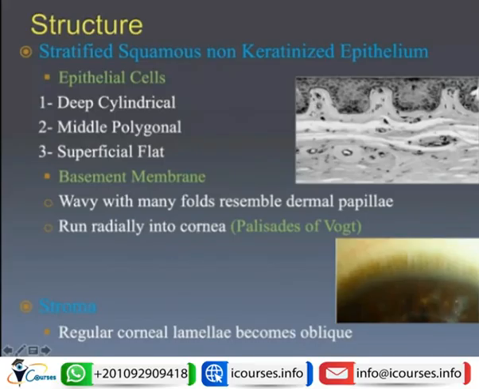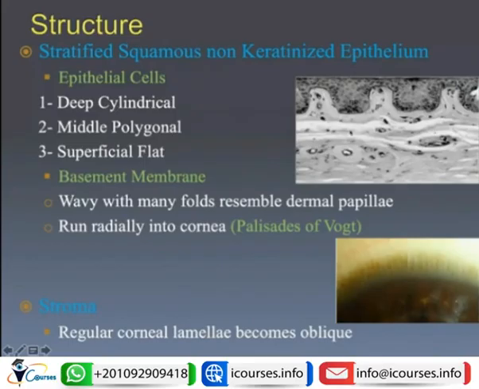So for the first instance, when you look at it, you may think of it like dermal papillae or a section in the skin, but this is just a section into the limbus, and these folds are called palisades of Vogt. So here are the palisades of Vogt. Again, palisades of Vogt are these radial folds of the basement membrane of the limbus.